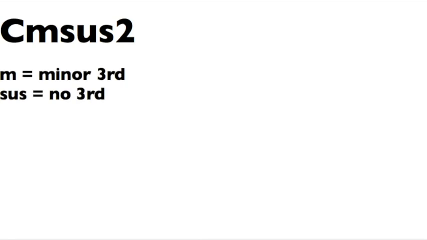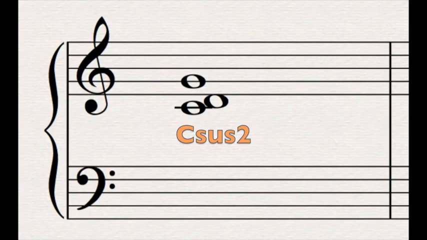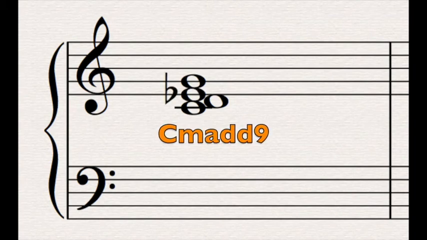Let's also look at the errors in these chord names and try and uncover what they might mean. C minor sus 2. The error here is that there should not be a minor or M. The minor is referring to the third, but the third is omitted from this chord because it is a sus 2 chord. So the third is replaced by a second. This should either be a C sus 2, or if they want the second and the third, C minor add 9.